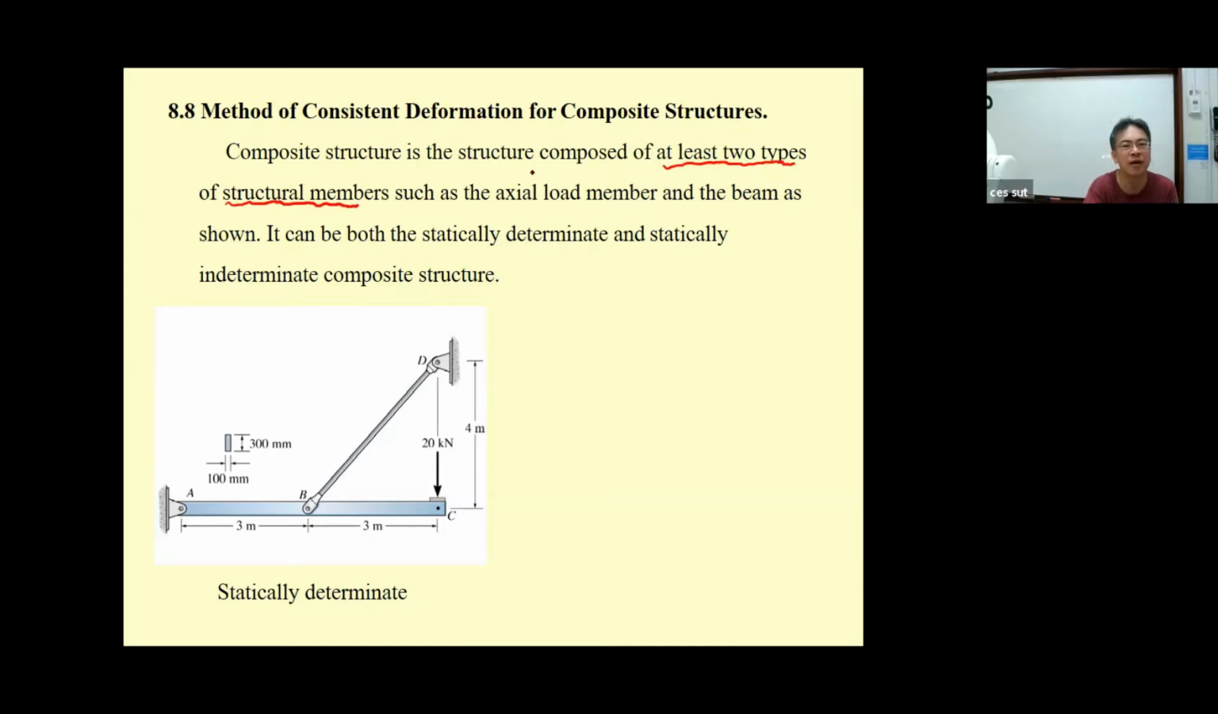Okay, for this one we have the rod. The rod is a kind of axial load member. The rod is called the 2-force member. This rod will be subjected to what? To compression or tension only. Okay, only.